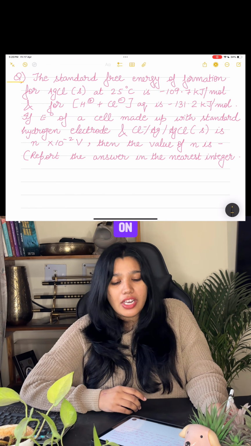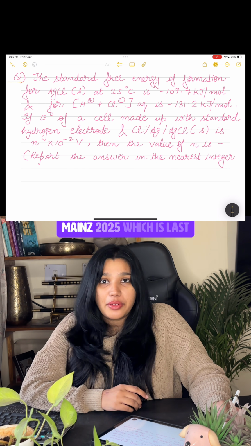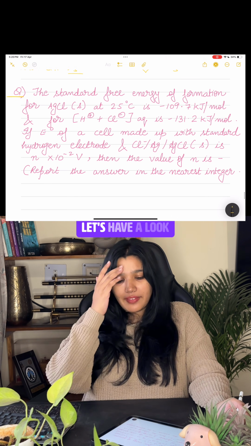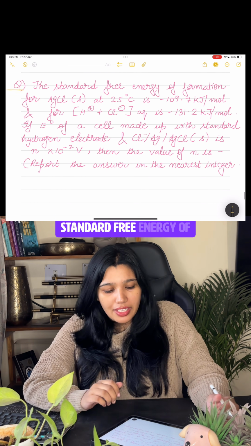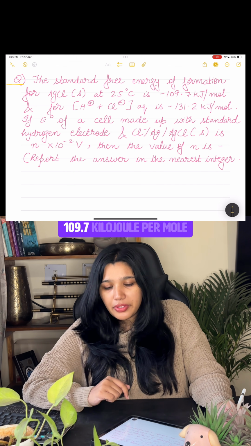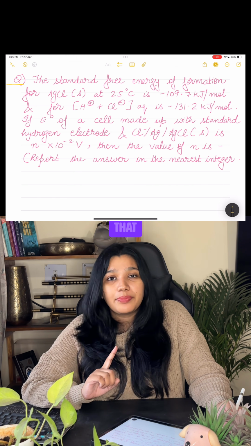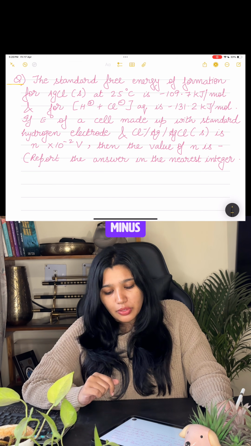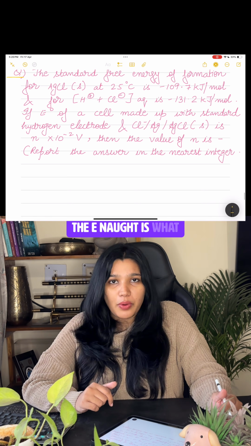We have a question here on electrochemistry, which came in JEE Mains 2025, which is last year. It's a very interesting question on the Nernst equation. Let's have a look. The question says that the standard free energy of formation of AgCl at 25 degrees Celsius is minus 109.7 kilojoule per mole. And they've also given us that for H positive and Cl negative ions, the free energy of formation is minus 131.2. The E naught is what they want you to calculate.